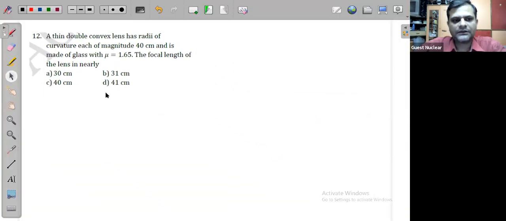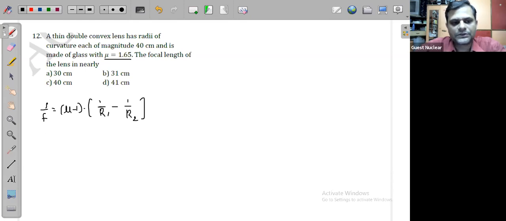It's very simple again. A thin double convex lens has radii of curvature of magnitude 40 centimeter and it is made up of glass with refractive index 1.65. Then the focal length of lens is nearly. Okay, so 1 upon f is equal to mu minus 1 into 1 upon r1 minus 1 upon r2 without sign convention.